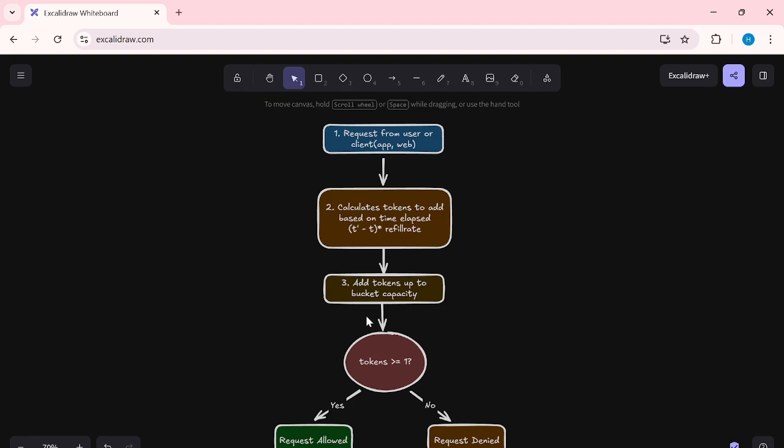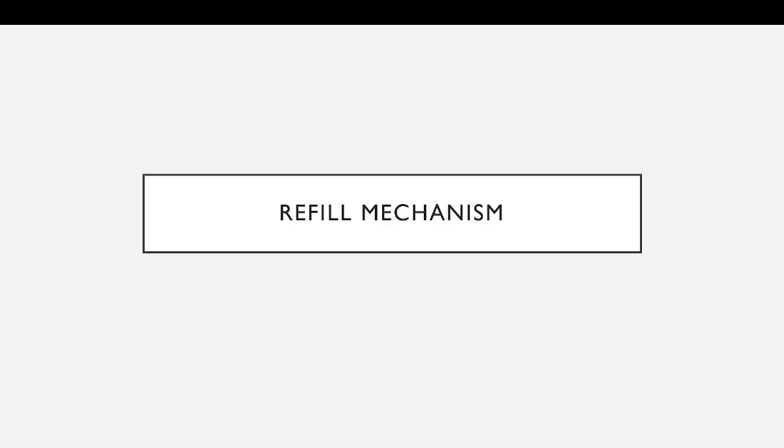After that, we will see whether we have enough tokens so that the request which came from the client or the user could be fulfilled or not. So let's say if we have more than one token in our bucket, we'll allow that request. Let's say we were not having any tokens in our bucket, we'll deny this request. So basically steps 2 and 3 are nothing but the refill mechanism of this algorithm. We'll understand this in the code.